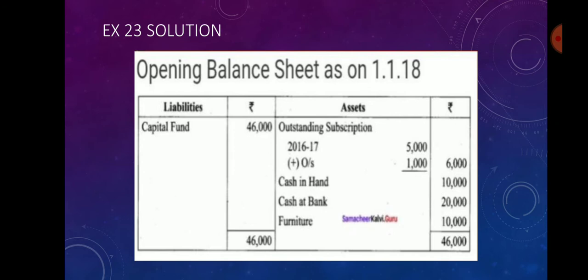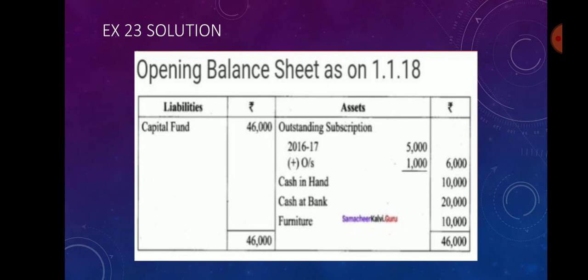The first step, calculation of subscription to be received for the year 2018 to 19. As in the sum, they have given 300 members of the association are paying rupees 100 as annual subscription. Subscription for the current year 2018 to 19, 300 into 100, so totally 30,000. Less the subscription received for the current year 25,000. The remaining 5,000 is the outstanding subscription for the current year.